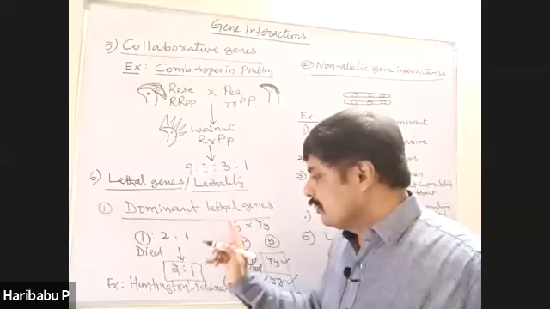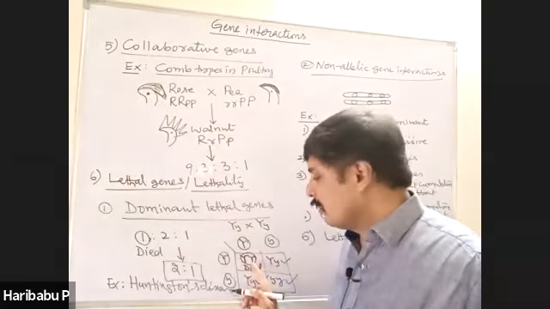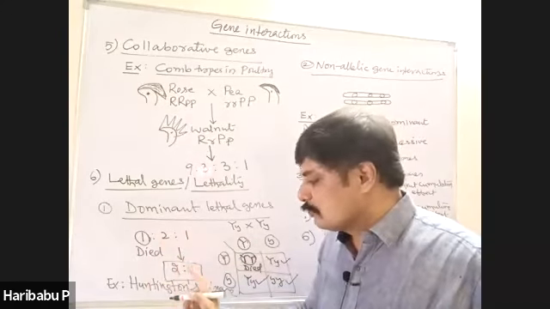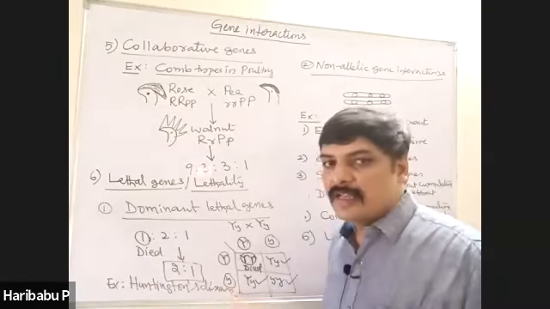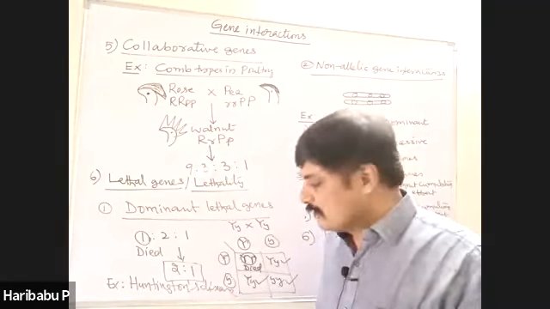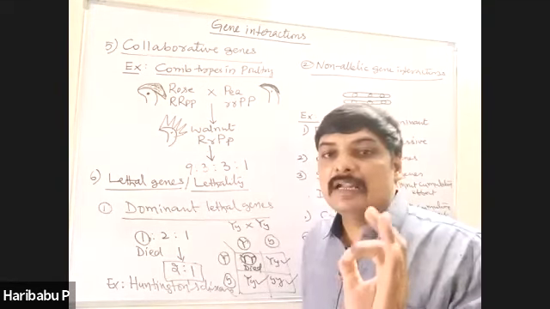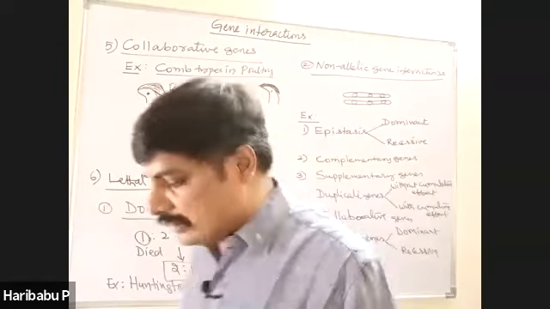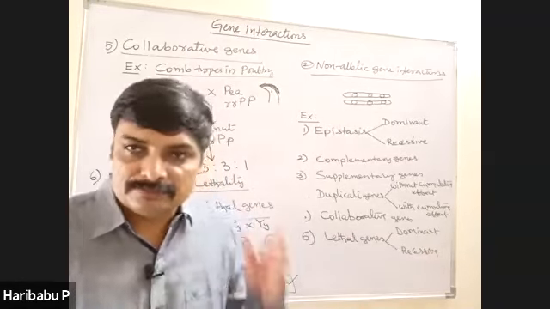When two dominant genes are in homozygous condition, the organism cannot survive, it will die. Therefore, the ratio is modified as 2:1. The best example is Huntington's disease. This disease is characterized by neurological disorder. Huntington's disease is a neurological disorder in human beings.